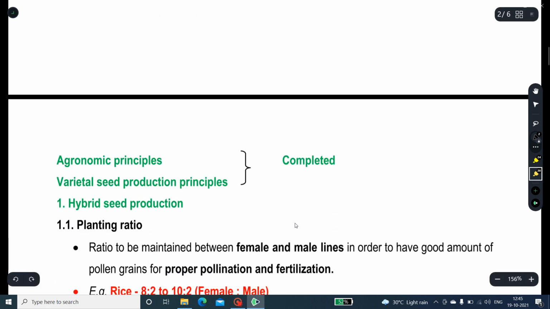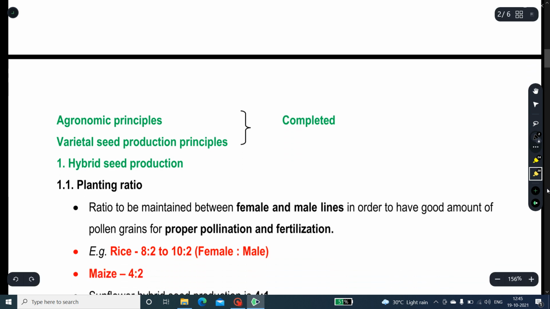So far in the previous video, we have seen the agronomic principles of varietal seed production. In this video, we are going to see about hybrid seed production. In that, what are all the major principles we are following? That and all we are going to see. And behind this, we are going to see genetic principles of seed production also. So let us see one by one in detail.